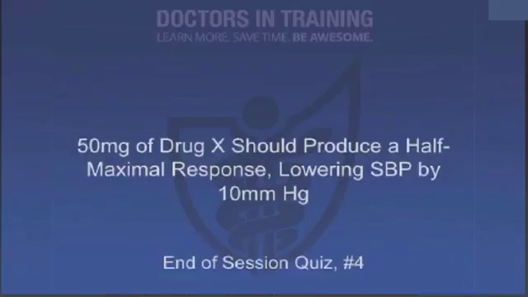Next. Drugs X and Y are both antihypertensive drugs capable of lowering the systolic blood pressure 20 millimeters of mercury. Drug X has an EC50 of 50 milligrams, while drug Y has an EC50 of 100 milligrams. How much would you expect a 50 milligram dose of drug X to lower a patient's systolic blood pressure? So 50 milligrams of drug X should produce a half maximal response, lowering the systolic blood pressure by 10 millimeters of mercury. Which drug is more potent?